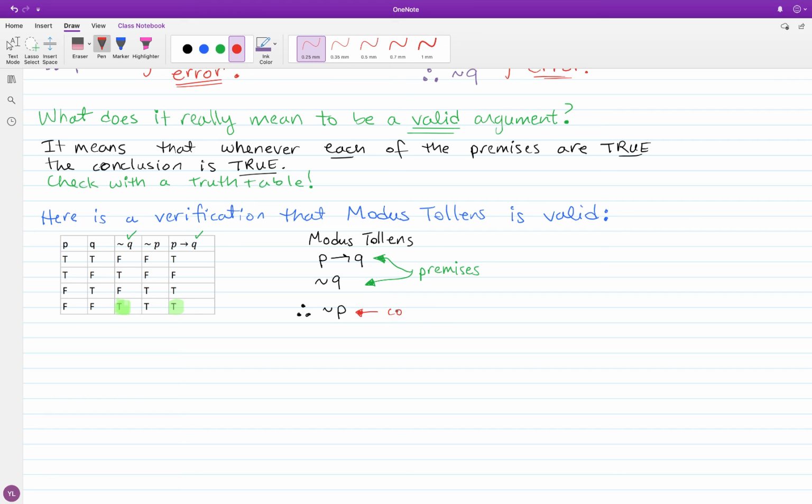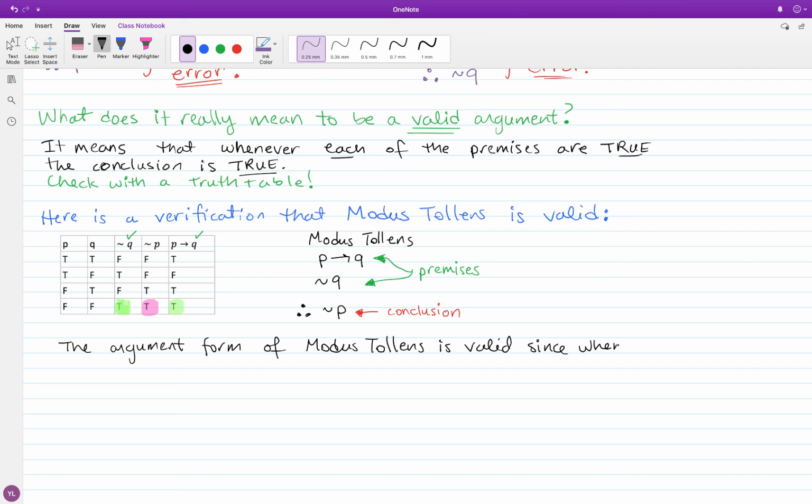Not P, the conclusion, happens to be true when both of those premises are true. So that's what I'm looking for. I have here a valid argument form because the conclusion is true whenever both premises are true. So I would say that the argument form of modus tollens is valid because of this verification.